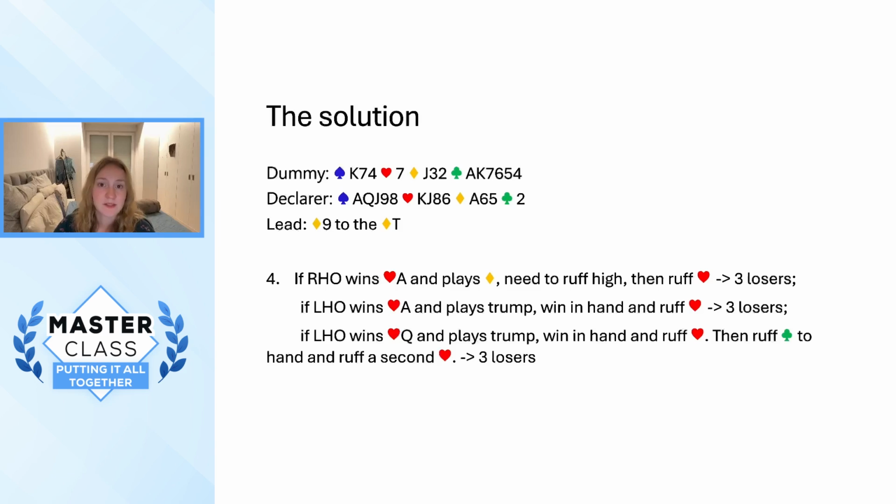There's another possibility. We might have got the guess wrong. So maybe left-hand opponent had both cards, or maybe right-hand opponent didn't play the ace even though they had it. So then, if left-hand opponent wins the queen and plays a trump, you can win in your hand and ruff a heart. Now you're a little bit pressed because you don't have an easy way back to your hand. So this is where the concern about entries comes in. You have to ruff a club over to your hand and then ruff the second heart. But that will reduce you to 3 losers. You just need slightly more things to work out. You need there really not to be an over-ruff in clubs.